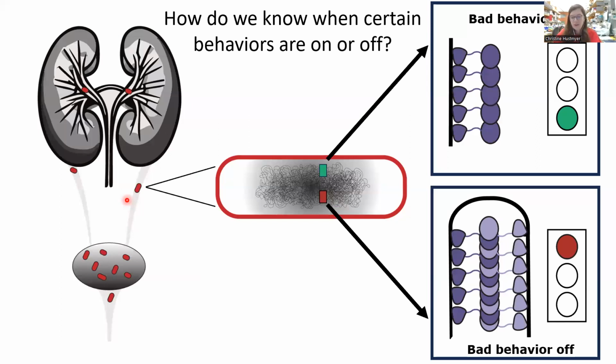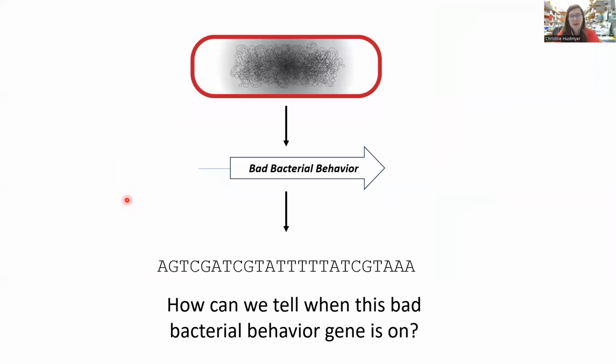Well, what we can do is focus on genes that we think might cause bad bacterial behavior. Genes are a group of DNA sequences that encode for a protein, like I showed you in that central dogma slide. But you can really just think of it as a group of DNA sequences that lead to a bad bacterial behavior. So you can think: behavior, certain DNA sequence.